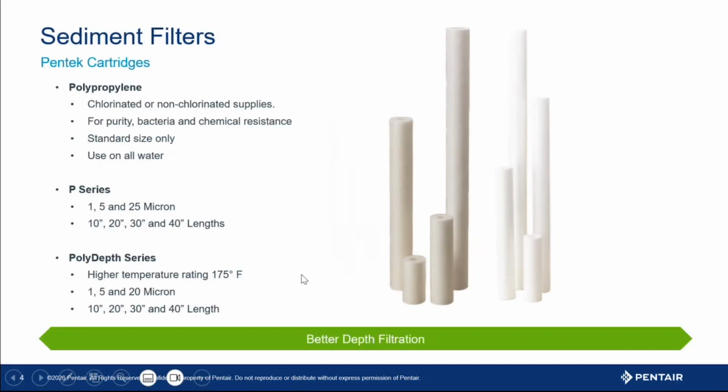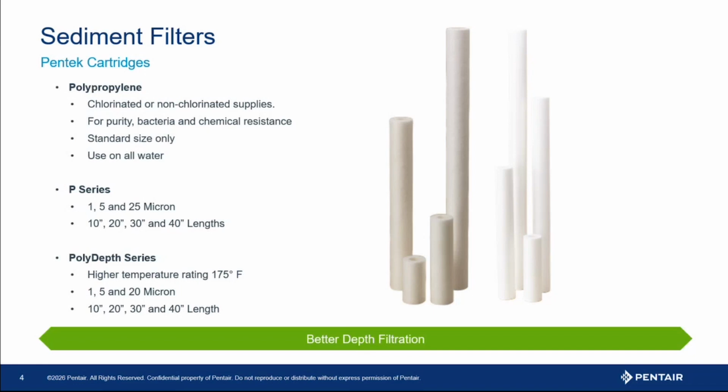Other sediment filters, depth filters, are really a great place to start when it comes to colored issues from turbidity. The PolyDepth series is a cartridge that can handle up to 175 degrees in temperature. So if you're having issues that are temperature related to turbidity and particulate, this cartridge can handle that. These go down to as low as 1 micron. These are going to fit in those 2.5-inch housings, and fit into places where larger filters won't go.